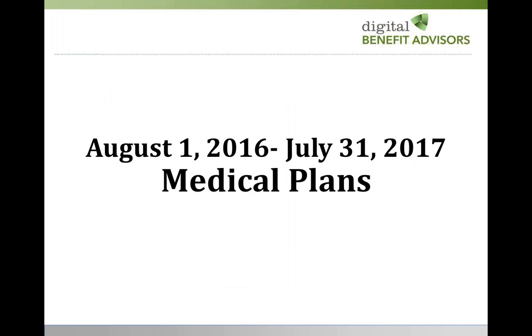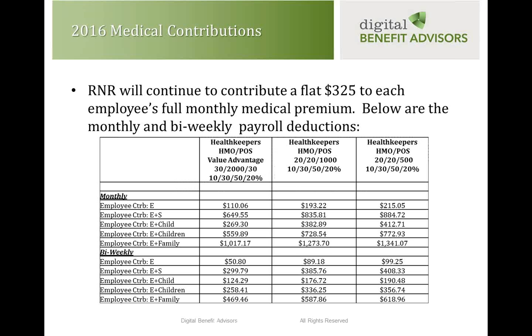Okay, now we're going to talk about the medical plans. Again, these are effective on August 1st. The medical contributions, R&R will continue to contribute a flat $325 to each employee's full monthly medical premium. Below, the chart has the monthly and biweekly payroll deductions, and you'll see each plan has a column there. So there's the 2,000, the 1,000, and the 500 plan.